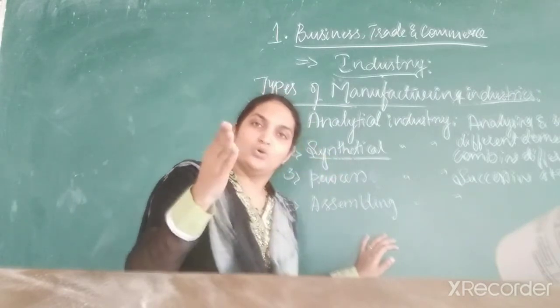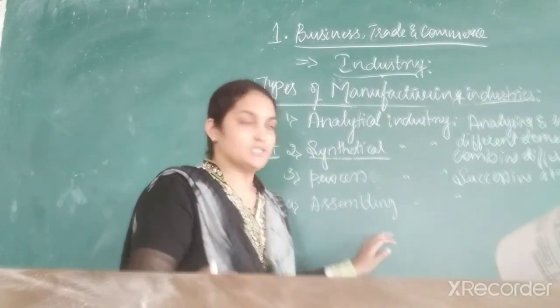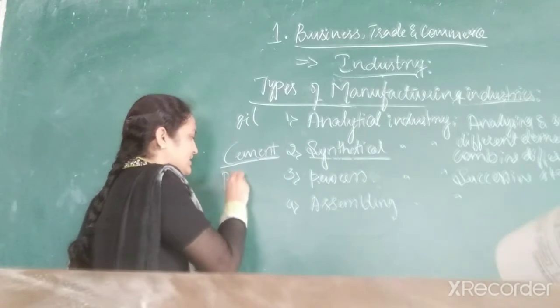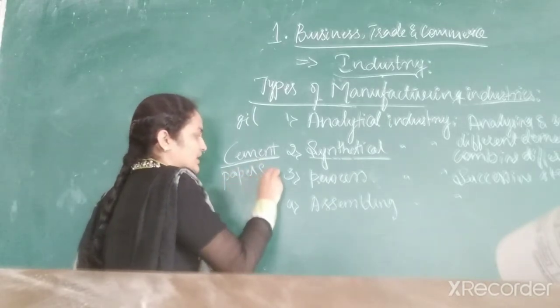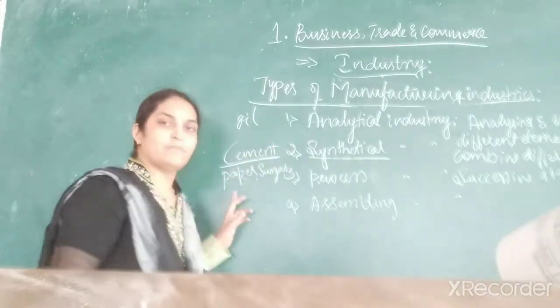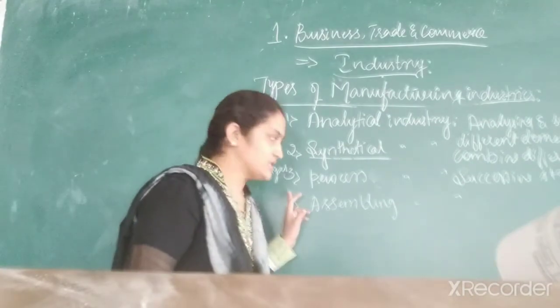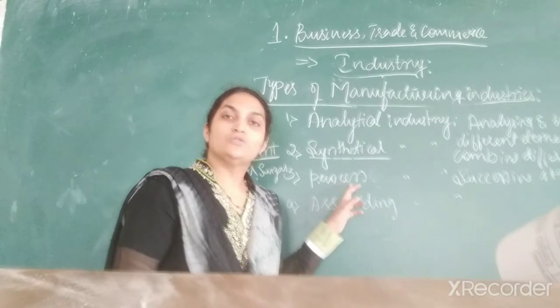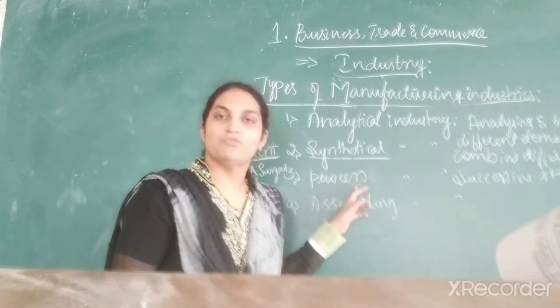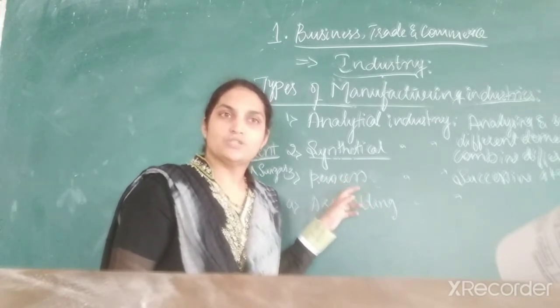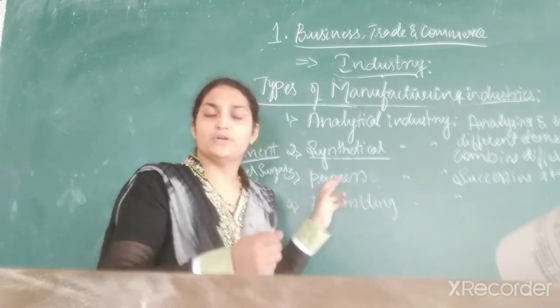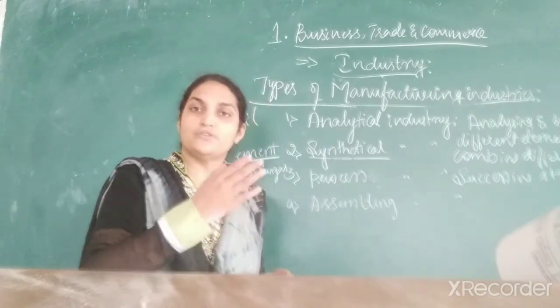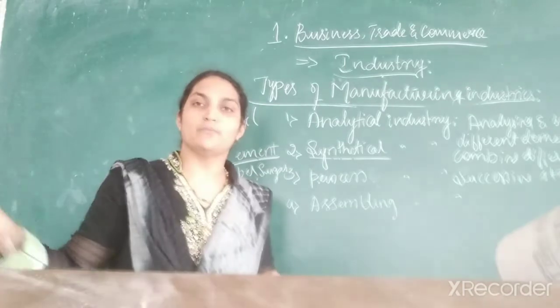You have to go through a number of stages, as in the case of the paper industries as well as the sugar industries. So processing industries are those industries which include successive stages in order to produce finished goods. In order to produce finished goods, you have to go through a number of stages.